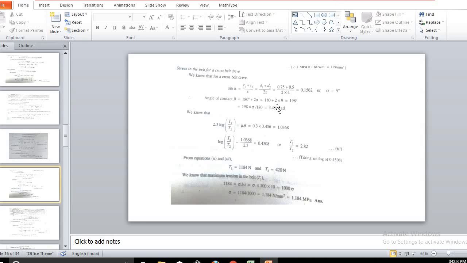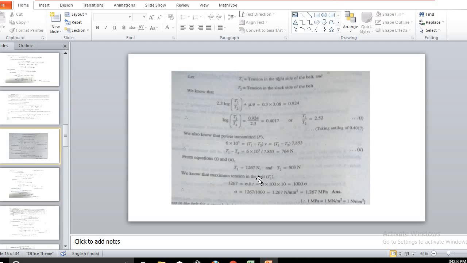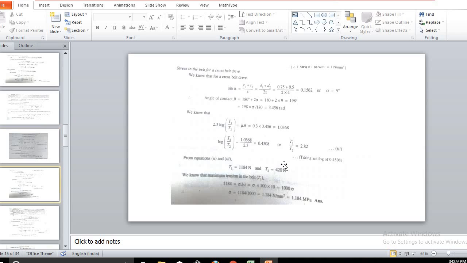Put the theta that is calculated for the cross belt drive, 3.4456, and put here mu 0.3, and then you can find the T1 by T2 value. By simplifying this T1 by T2 and the first equation, T1 minus T2 into V, we can calculate T1 and T2. Now from this T1 and T2, 1184 Newton is the maximum. 1184 is equal to sigma Bt. B is known to you, t is known to you, and you can find out the stress value sigma.